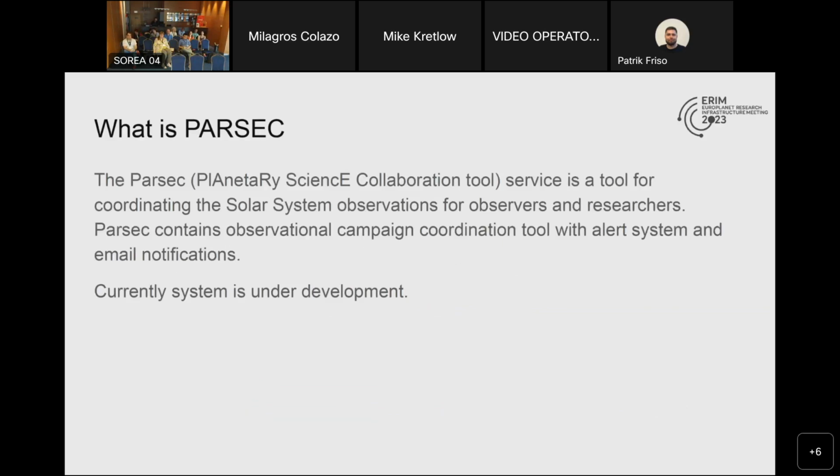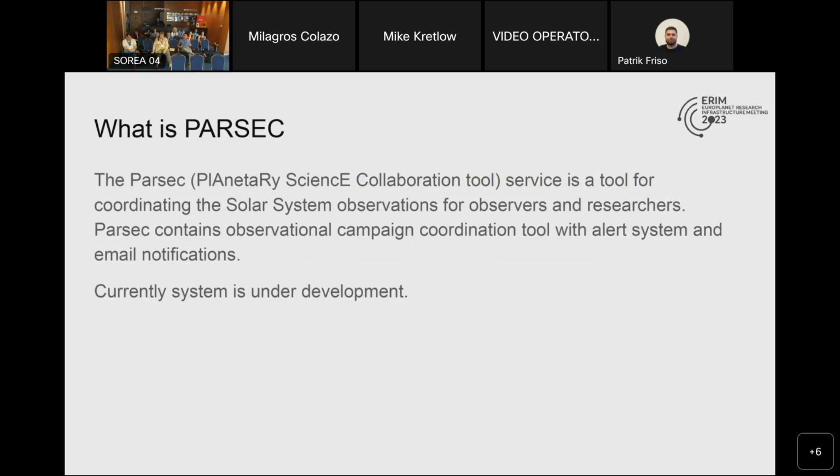So, what is the main idea behind PARSEC? It is a service which is a tool for coordinating the observation of solar system objects, and not only the solar system, but in general observations for observers and researchers around the world. Users can create observational campaigns with requests for specific objects that they're interested in.